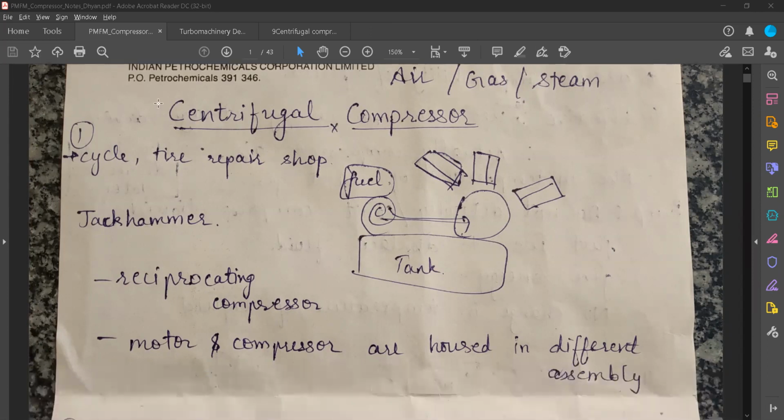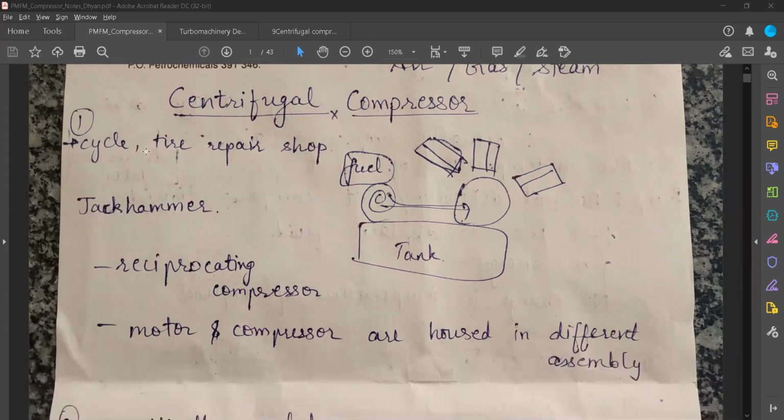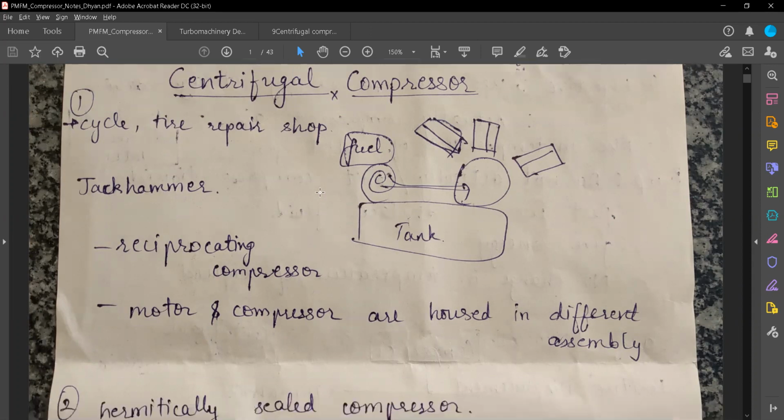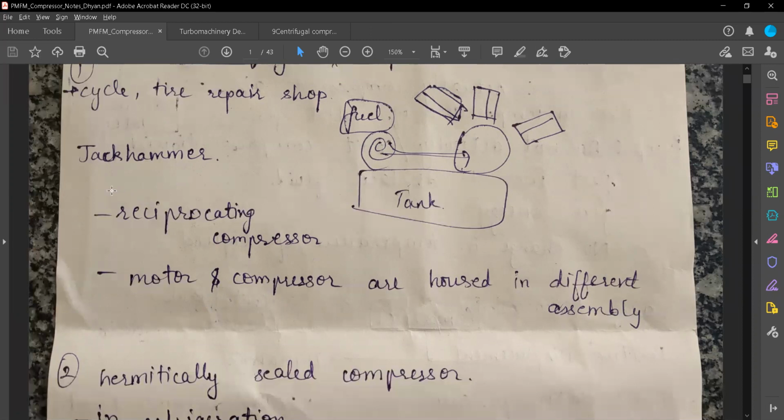There are many different types of compressor, but let's recall where you would have seen them. One of them would be somewhere where you visit a cycle repair shop. The person uses a compressor to fill air inside your tires. So those are reciprocating compressors.